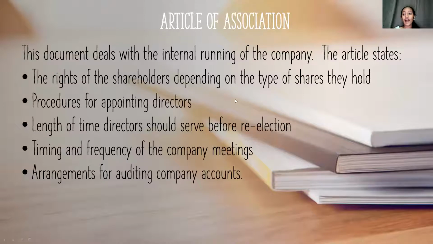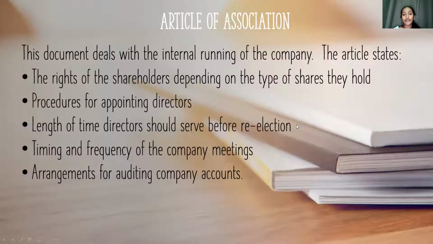Next is the Articles of Association, also known as the AOA. This document deals with the internal running of the company. The articles state the rights of the shareholders depending on the type of shares they hold, procedures for appointing directors, length of time directors should serve before re-election.